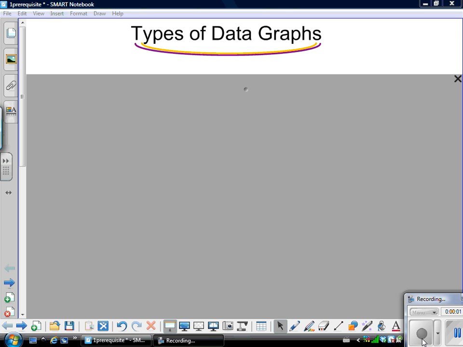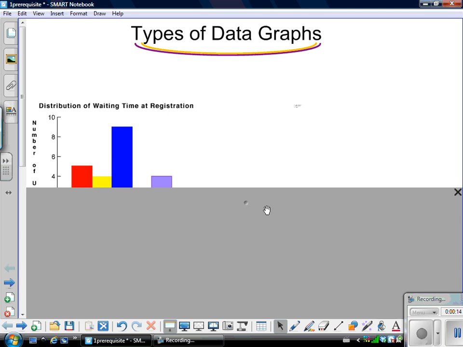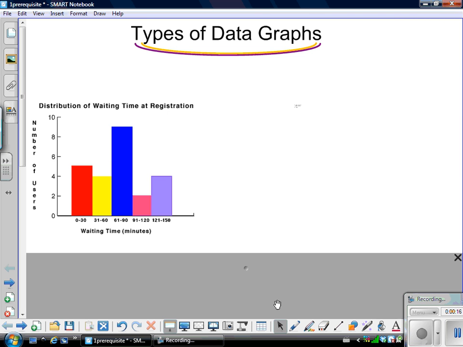All right, before we start into the new unit, which is all about statistics, we're going to review what you've probably been working with since elementary school, and that's the type of data graphs. If we look at the first type of graph, you've seen this type of graph before. If we examine what this graph is talking about, it talks about distribution of wait time at registration. Along the x-axis, we're talking about the waiting time, and here the number of users.